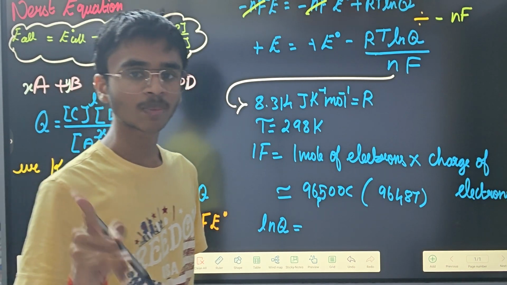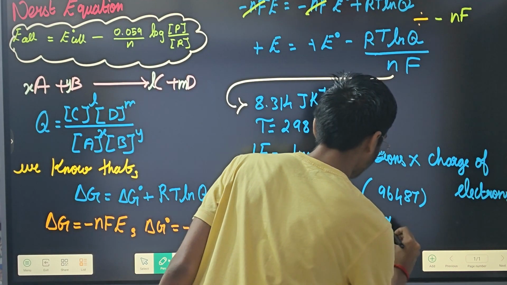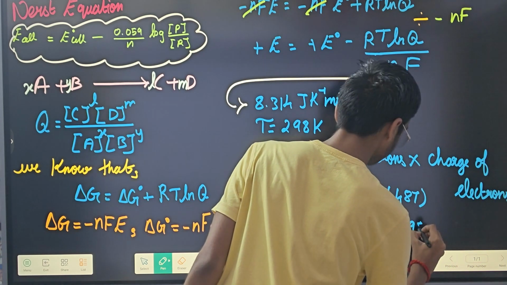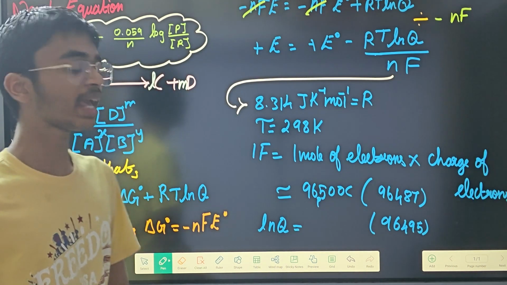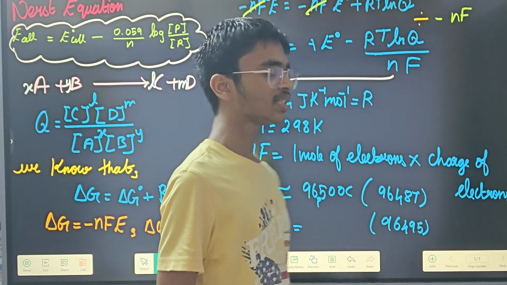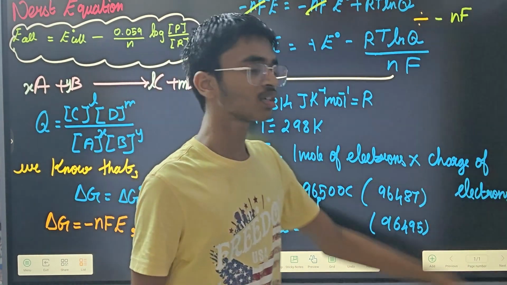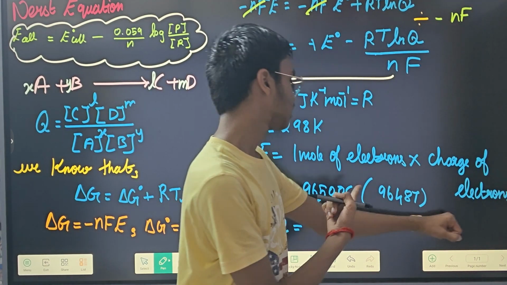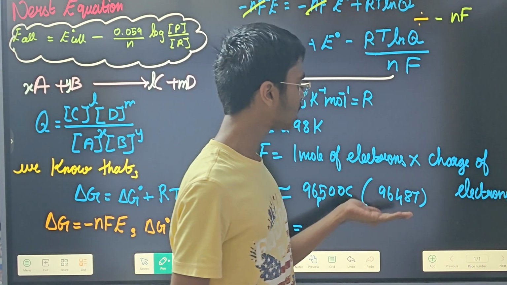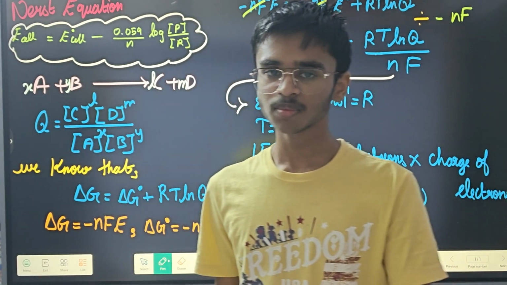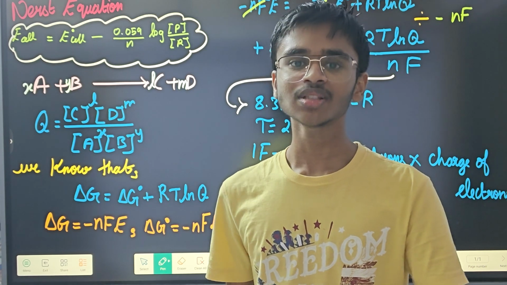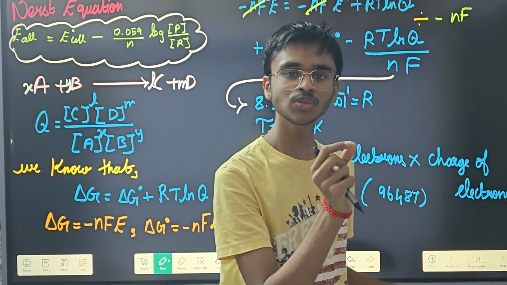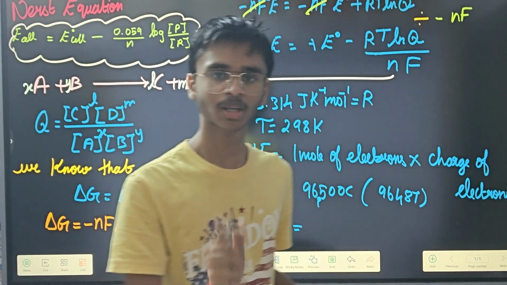But in reality, the exact value is 96,495. In NCERT it is given as 96,487, which is a mistake, but you have to choose this NCERT value only. If they are asking you the value, choose 96,487. Do not make a mistake by choosing the correct value, because we are following whatever is in the NCERT. Even if there is a mistake, you have to write whatever is there in NCERT.